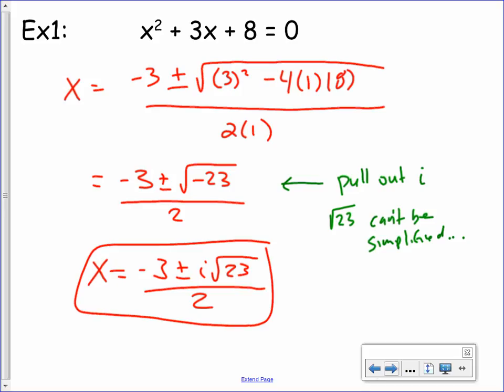What would a completing the square version look like? Same thing. You would just subtract 3 over 2 from both sides, because it's b over 2, right? So basically, you would have 3 over 2, and then i root 23 over 2, plus or minus on the other side. There you go. Next!